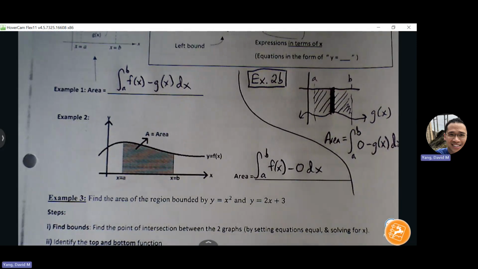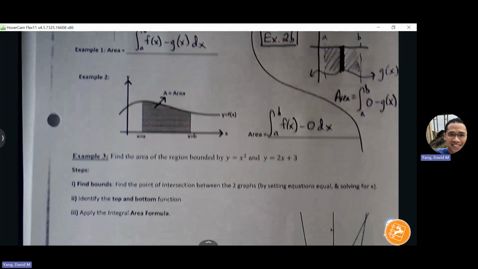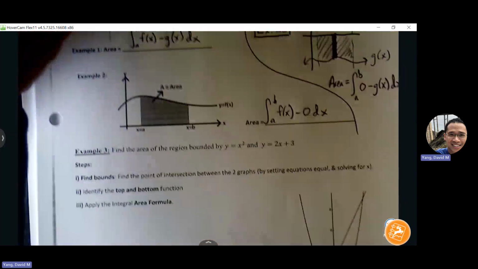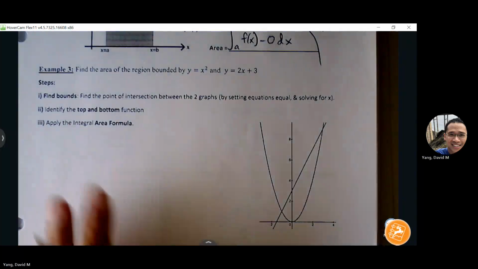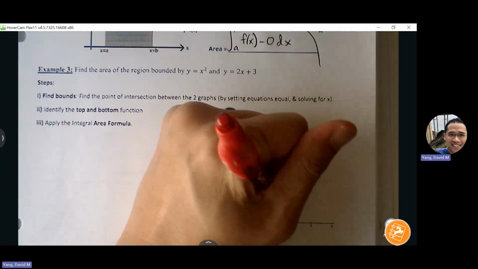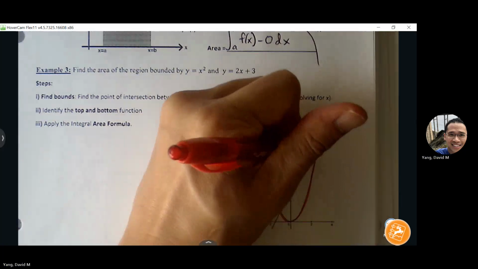So let's look at example 3, where we're going to be working out a problem by hand here. Find the area of the region bounded by y equals x squared and y equals 2x plus 3. So y equals x squared is the parabola that you see below. And the 2x plus 3 is the linear graph that you see above.